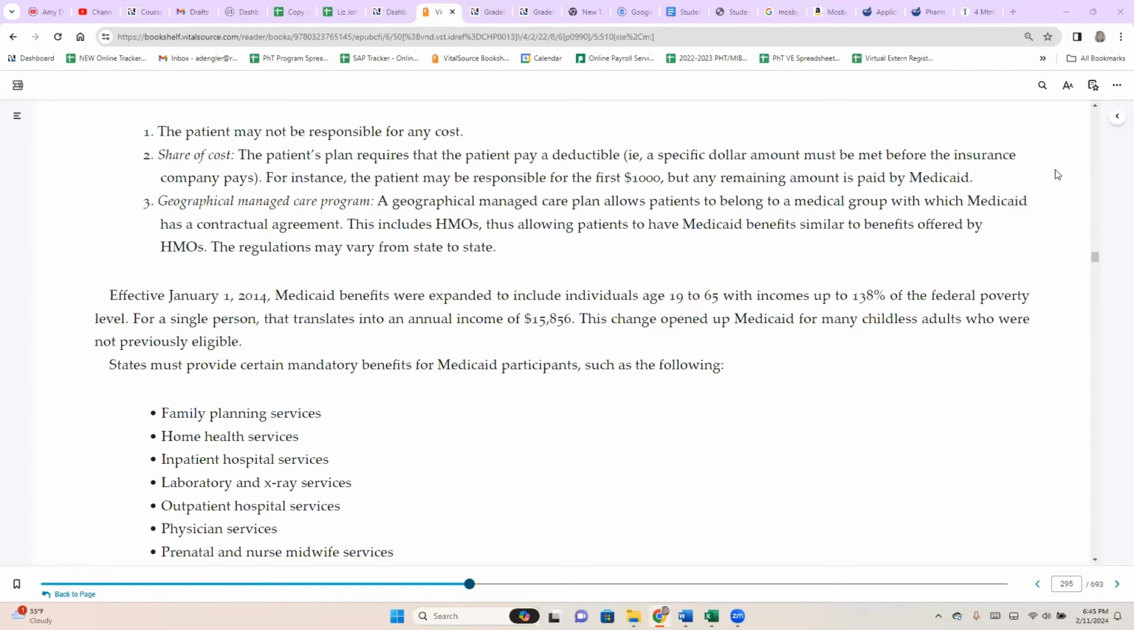Effective January 1st, 2014, Medicaid benefits were expanded to include individuals aged 19 to 65 with incomes up to 138% of the federal poverty level. For a single person, this translates into an annual income of $15,856. This change opened up Medicaid for many childless adults who were not previously eligible.